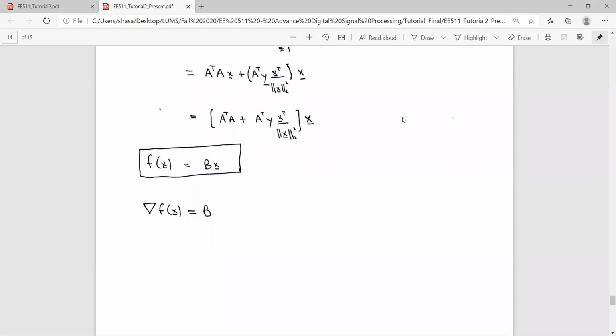Something that really throws me off is that x transpose within the definition of B. So wouldn't that affect our gradient? Right. So does anyone else think the same?